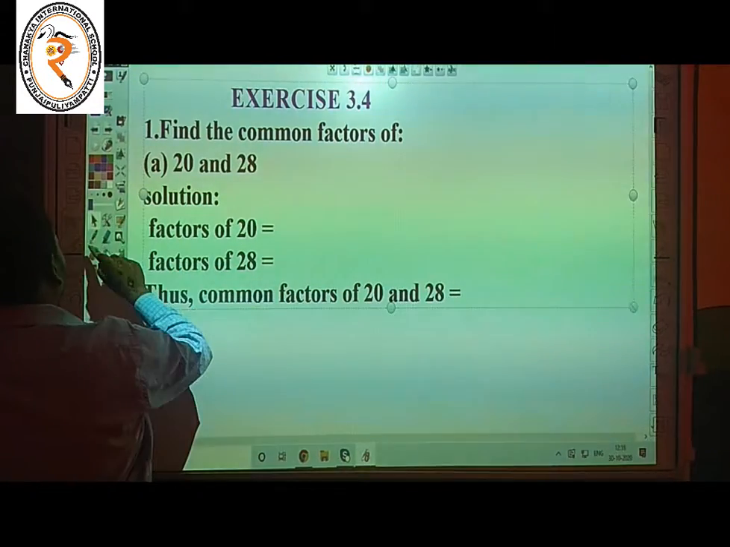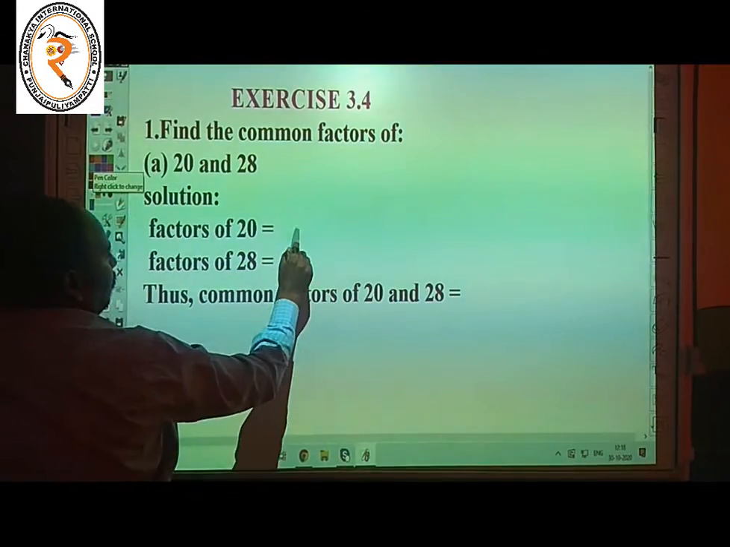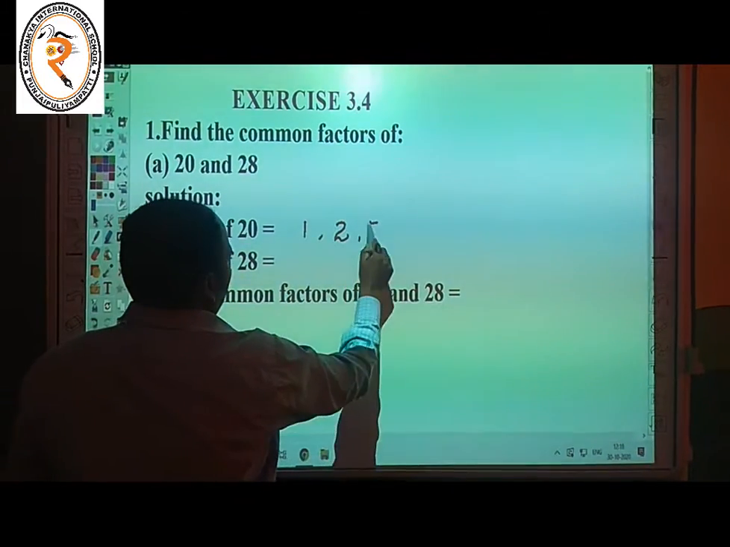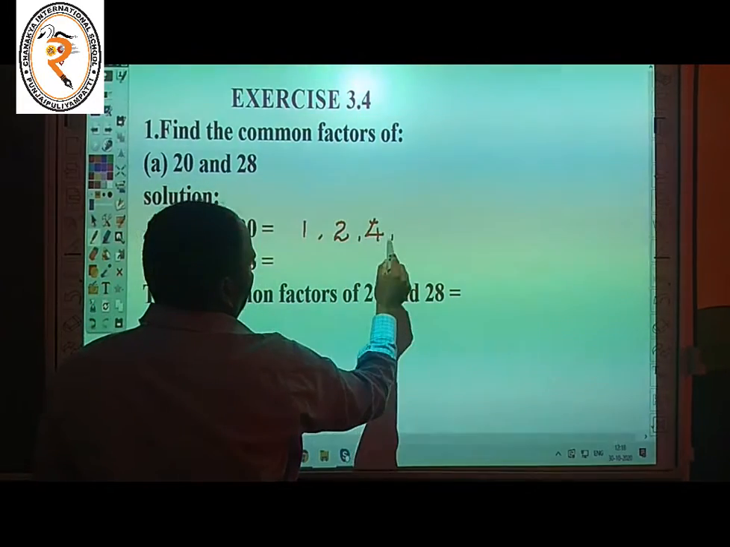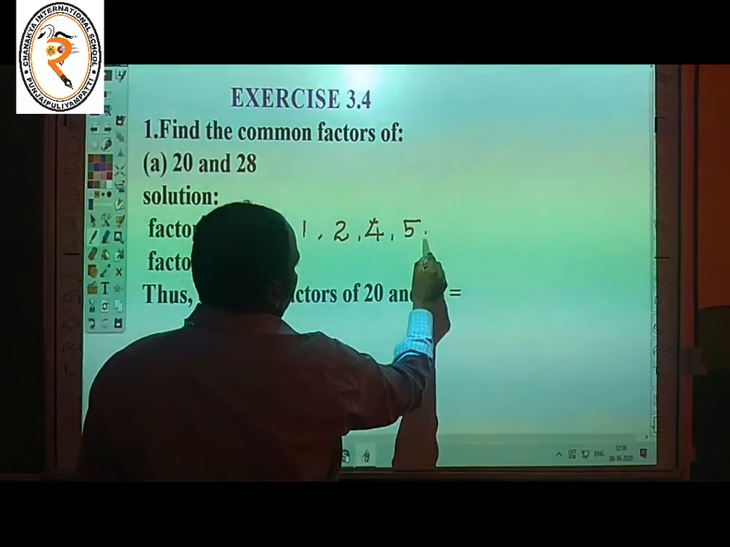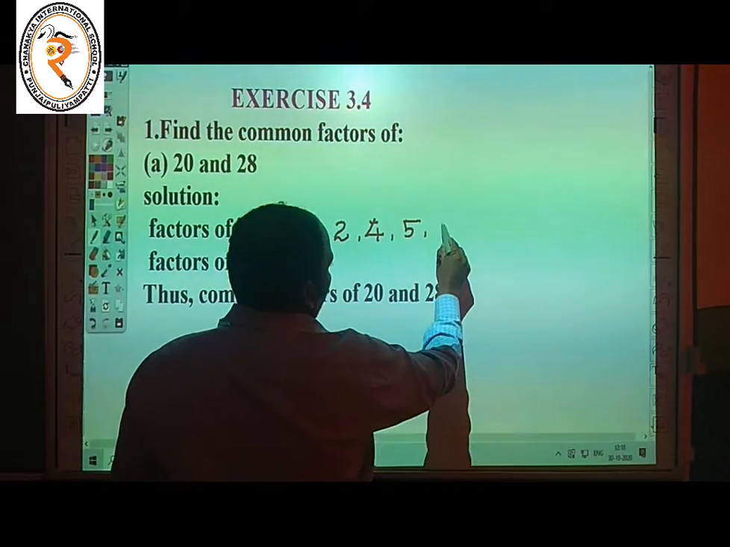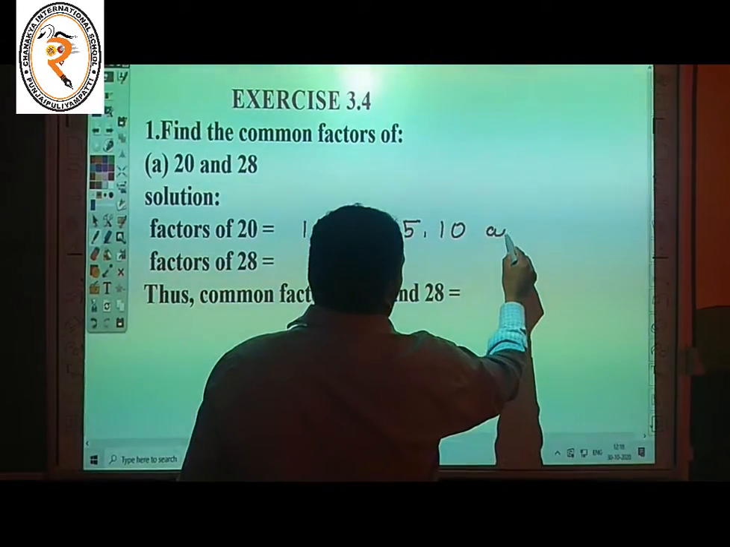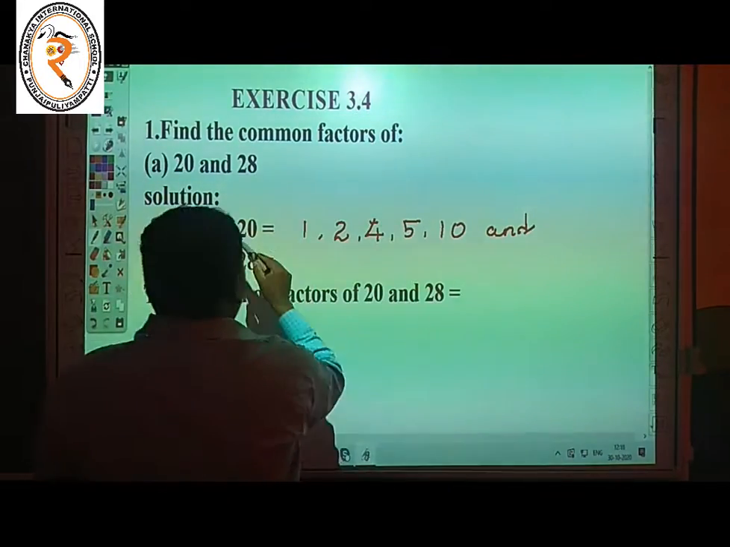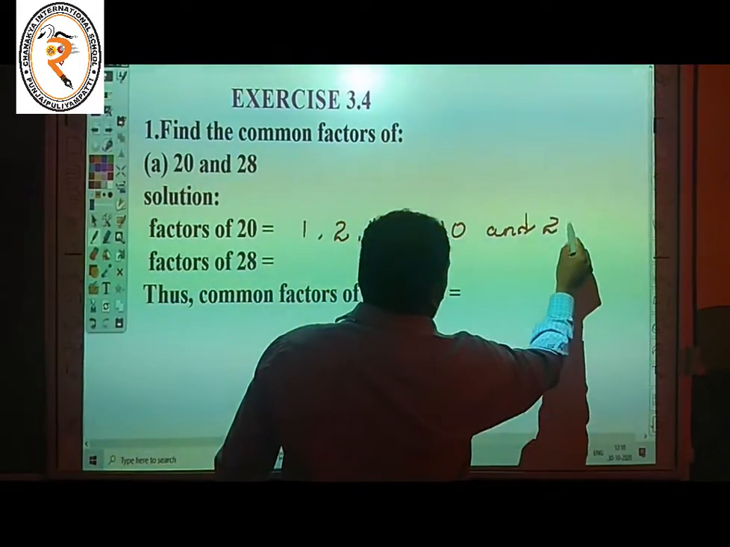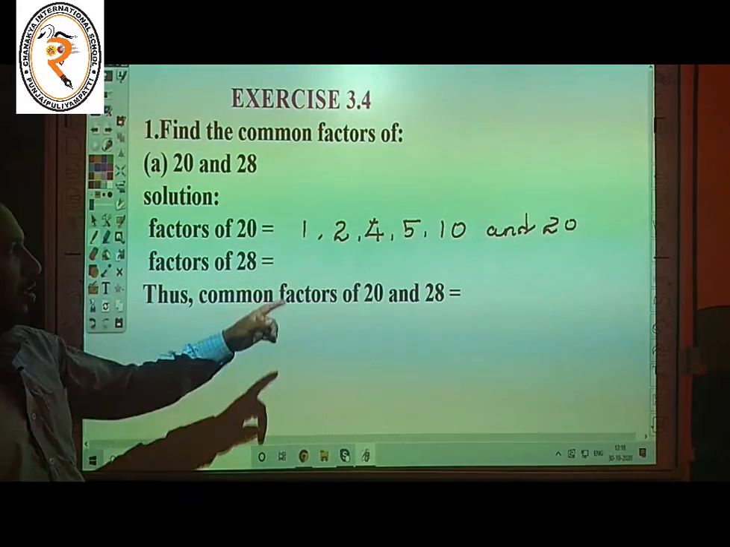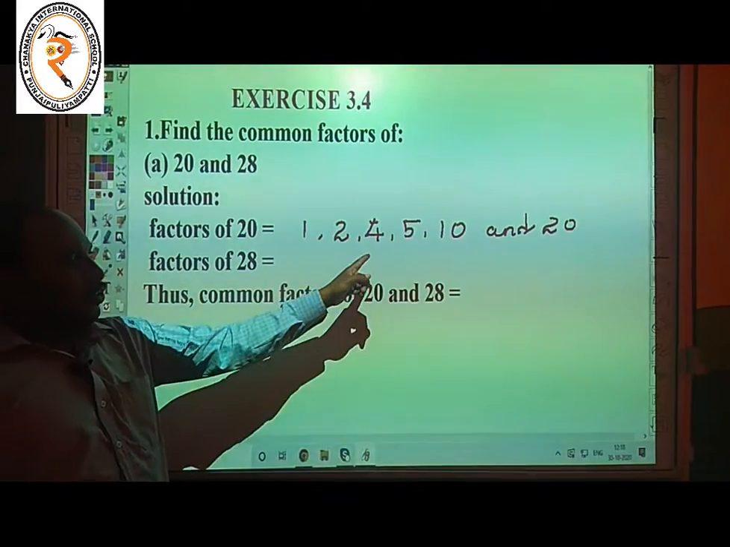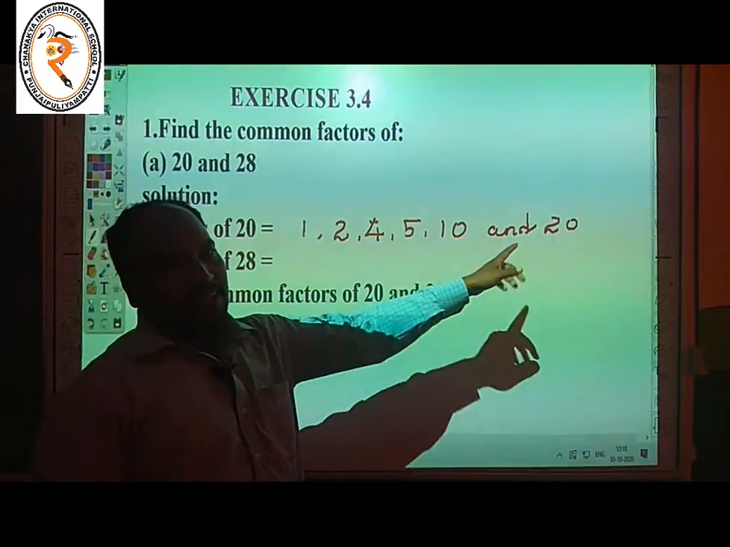Factors of 20 are 1, 2, 4, 5, 10 and itself, 20. This is all the factors of 20. Listen here. Factors of 20 is equal to 1, 2, 4, 5, 10 and 20.